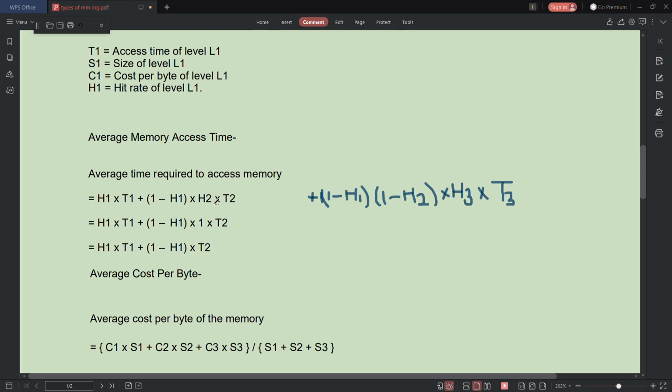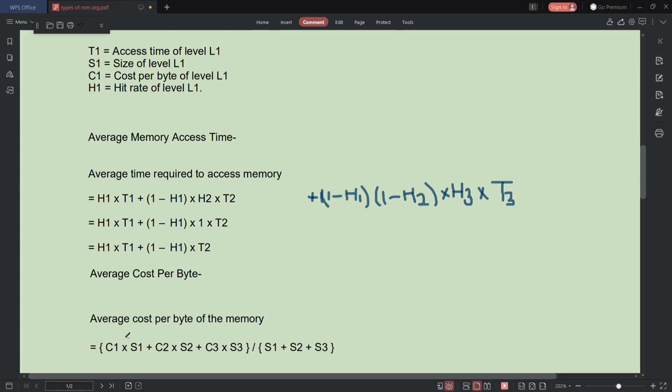So hit ratio for the last level is equal to 1. So H2 will be replaced by 1. Our formula can be written as H1 cross T1 plus 1 minus H1 cross T2. This is the formula used when we have two levels. What if we have three levels? We can expand this formula by adding 1 minus H1 cross 1 minus H2 cross H3 cross T3. And again H3 will be equal to 1 because hit ratio for last level is always equal to 1.